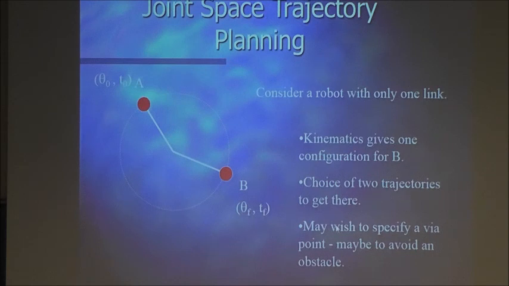Given a choice of 2 trajectories, you may wish to specify a via point, meaning, for example, you go first to this point, and then from this point you go here. Because a lot of times you don't want to jerk the robot to move very fast in an environment. You go slowly. You go to a point, and then you go to another point, and then you go to the goal.